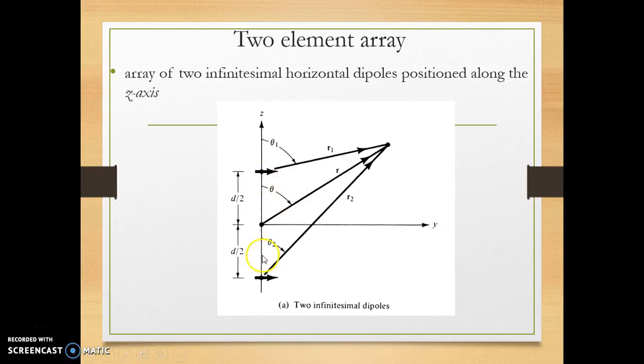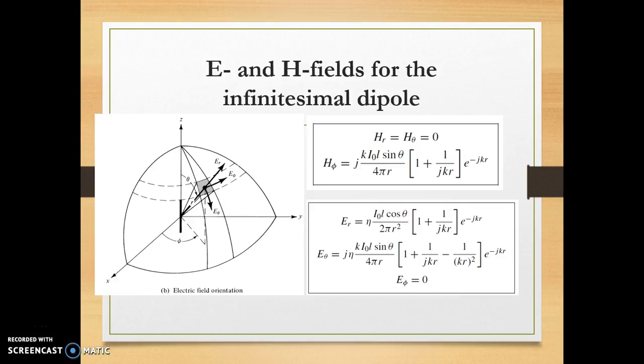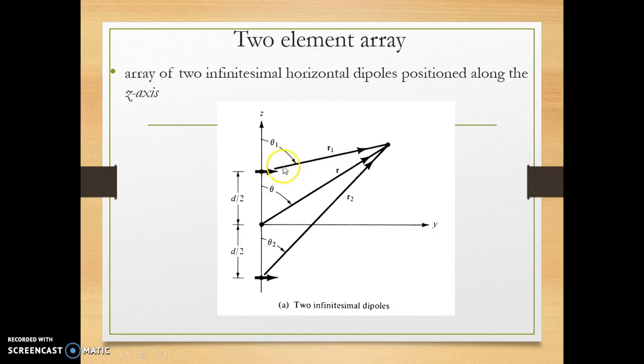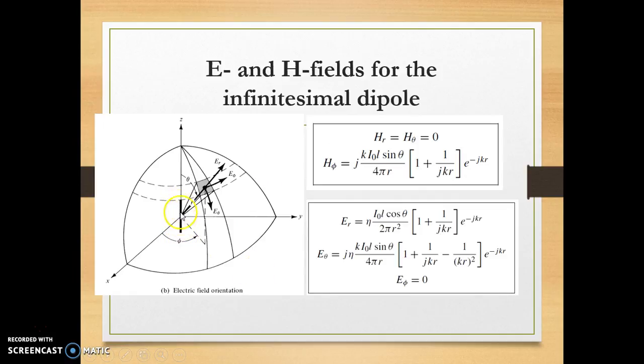Now the distance between the two elements considered is d, at positive d by 2 on the positive z axis and negative d by 2 on the negative z axis. First, for such an element, if we take an individual one, let us recall the E and H field for an infinitesimal dipole, which is kept horizontal. Here this expression is for a vertical one, which can be given as follows.